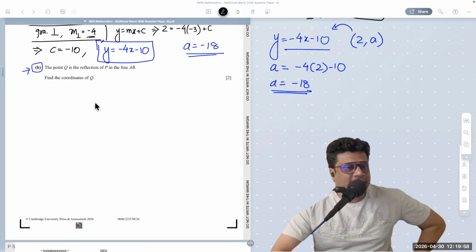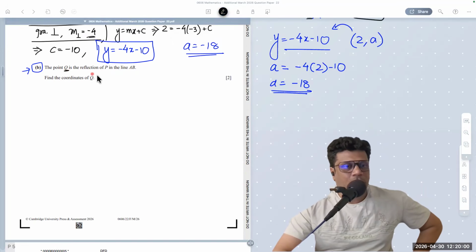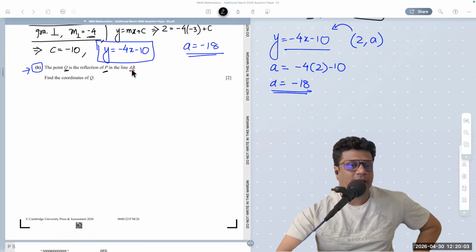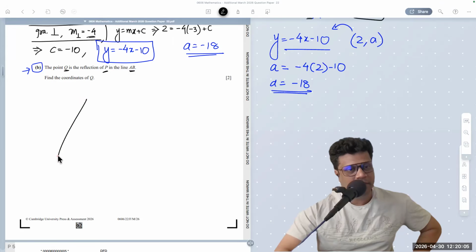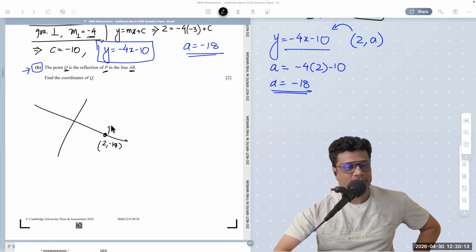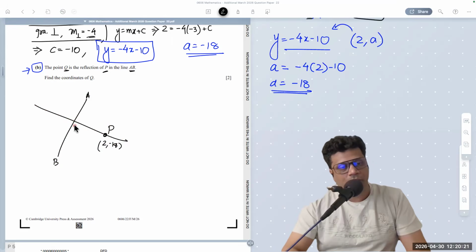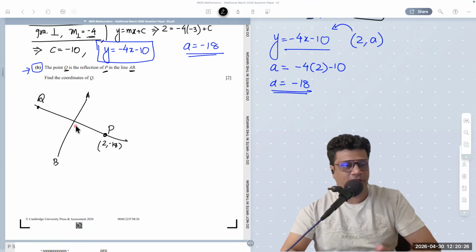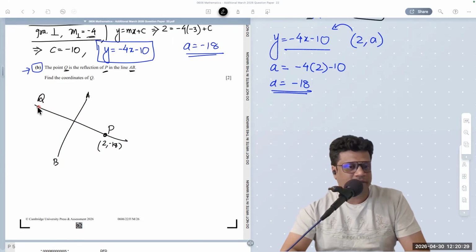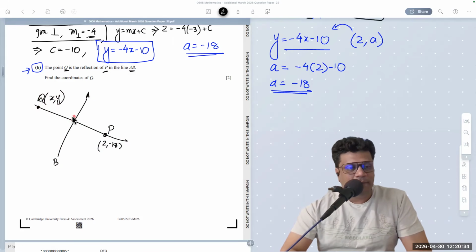Let's see. They say there is a point Q, which is the reflection of P in the line AB. So that's your line AB. Let's say P is somewhere here, (2, negative 18). That's P, and that's AB. Q is the reflection of P about that line, so it's going to be somewhere here. We're going to have to find out the coordinates of it. And you know that the midpoint of AB is (negative 3, 2).